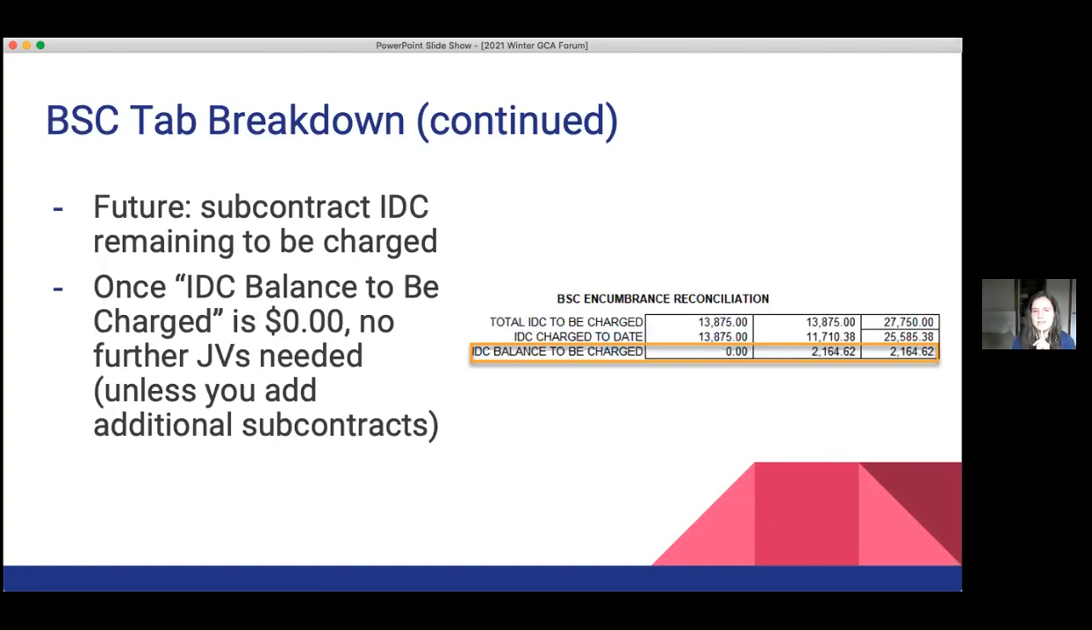The last section is the BSC encumbrance reconciliation. So this is where we calculate the remaining amount expected to be charged after this JV, which we would use to update our BSC encumbrance in MyFD on this budget. And if the balance in the IDC balance to be charged row is $0 for a specific subcontract, then no additional JVs are anticipated for that subcontract. If the far right column of this line also shows $0, then you wouldn't expect to see another IDC adjustment for subcontract IDC posted to this budget unless you add additional subcontracts.